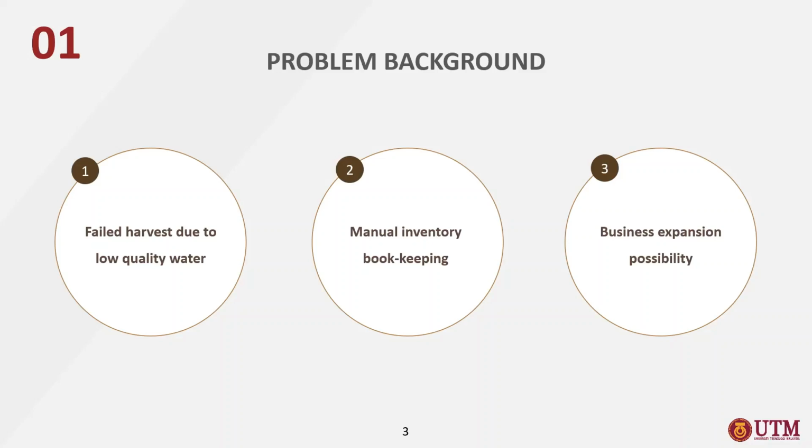So for Sarfas Enterprise, the problem background that they face is that they have failed harvest due to low quality water. The second one is they are still using manual inventory bookkeeping, and finally their business expansion possibility.